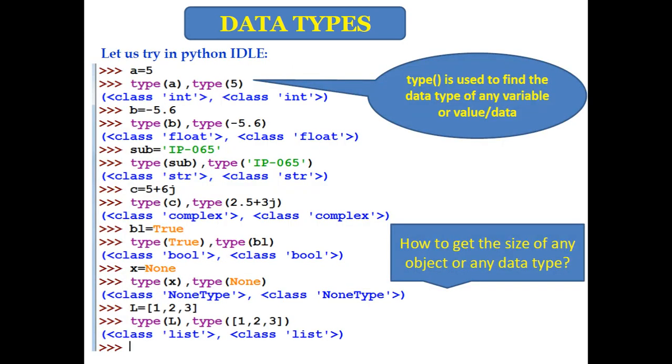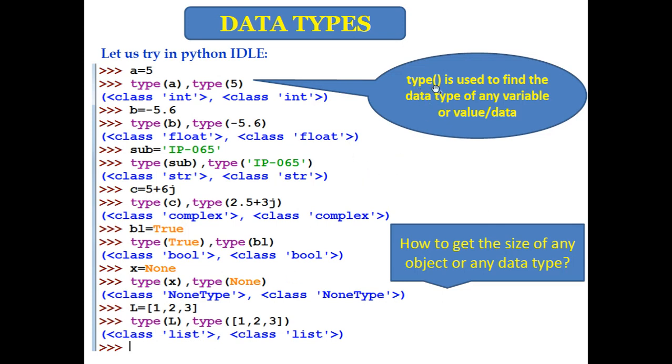Let us see some code in Python. Here some data types are shown. A variable equal to some values, the data type of the variable, and also the values are shown. Int, float, this is a string, this is complex, true, this is none, and this is list. The data type is list.